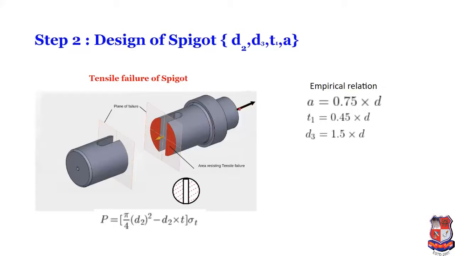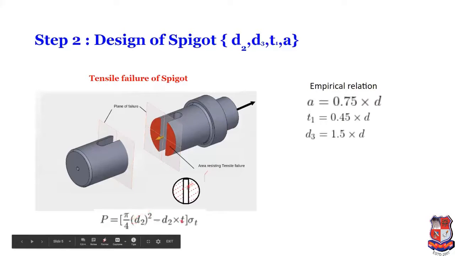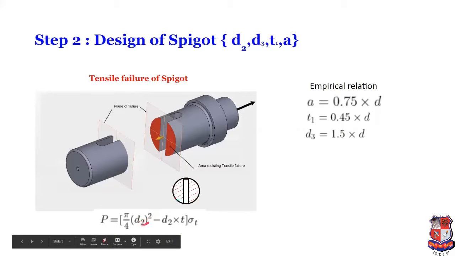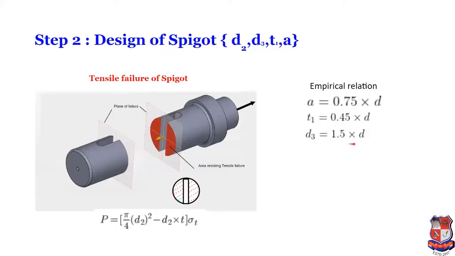So load is equal to stress into area, and the area in this case is pi by 4 d2 square. We have to subtract this area, and this area is nothing but d2 into t. So P is equal to pi by 4 d2 square minus d2 into t, into the allowable stress, that is sigma t. From this equation, we can determine the value of d2. From empirical relations, we have A is equal to 0.75 into d, T1 is equal to 0.45 into d, and D3 is equal to 1.5 into d.